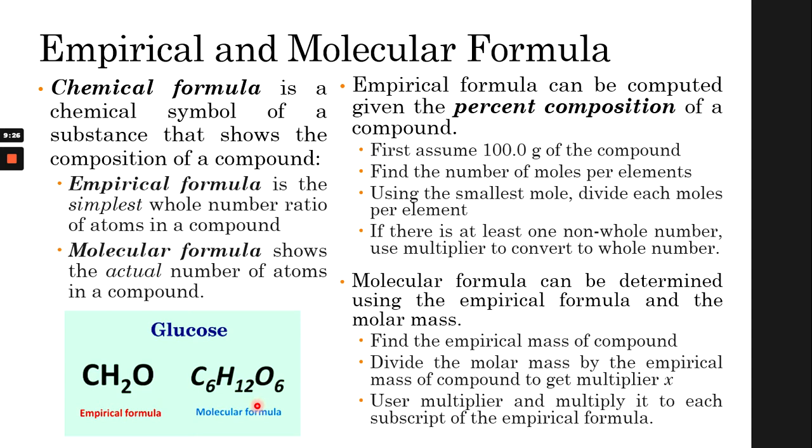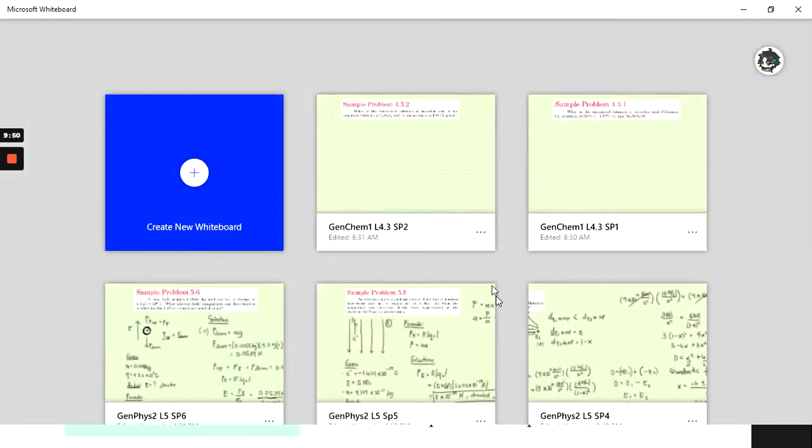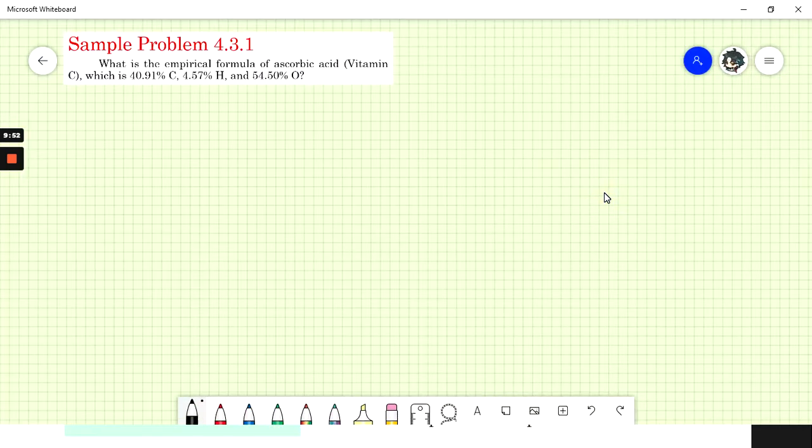Okay, so that's a little bit of discussion of what we're going to do today. Let's go straight to the sample problems. Let's begin first by finding the empirical formula, and then our second sample problem will be finding the molecular formula. So let me go ahead and transfer to the whiteboard. Okay, so we are going to use the whiteboard to solve our sample problem 1. This is our sample problem 4.3.1.